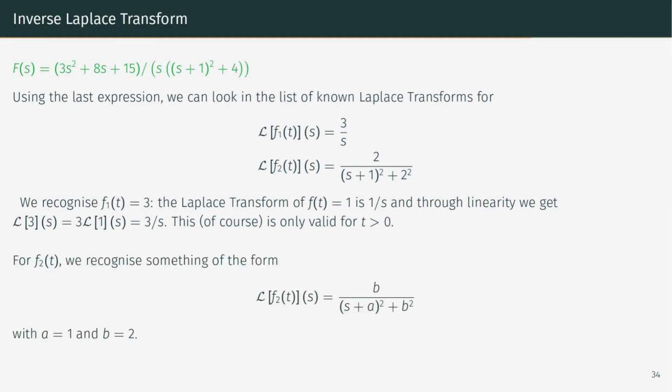For f2(t), we recognize that we have something of the form: the Laplace transform of f2(t) equals b over ((s plus a) squared plus b squared), where a equals 1 and b equals 2. What we can notice is that we saw this form earlier on slide 23, and that this just corresponds to the damped sine function, which means that f2(t) equals e to the negative t sine of 2t.